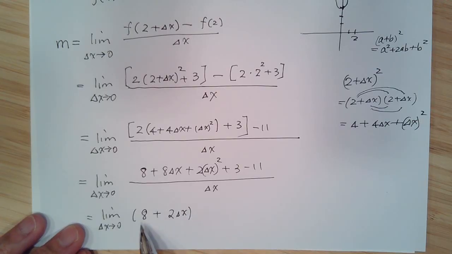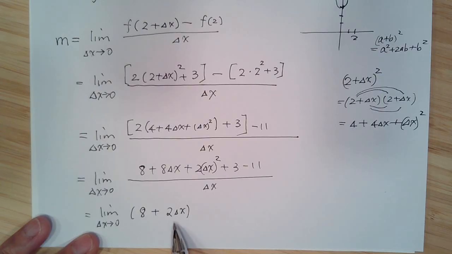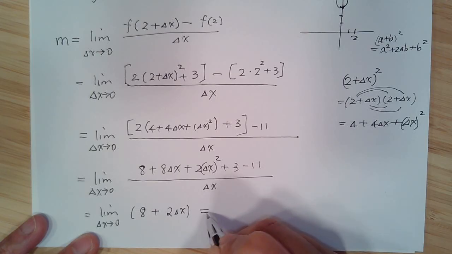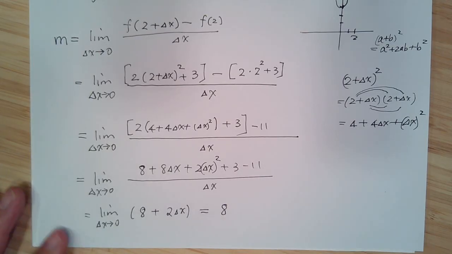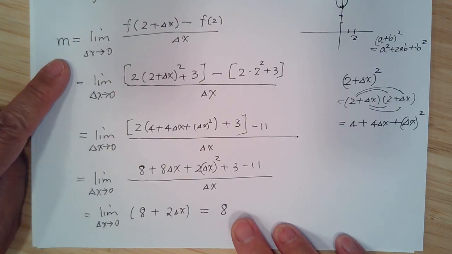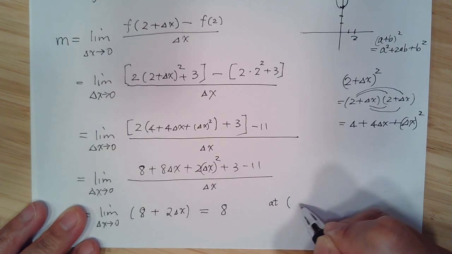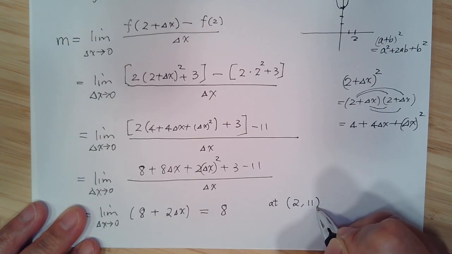Now, once we have this, we think this is interesting because when delta x approaches 0, as we learned earlier in previous sections, this part is approaching 0. Multiplied by 2, again approaches 0, and plus 8. So that answer is 8. Are you happy? See, we get the slope. The slope at this point is 8. And at what point? At (2, 11).